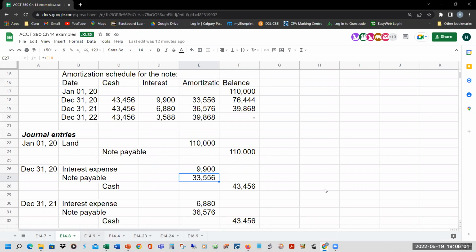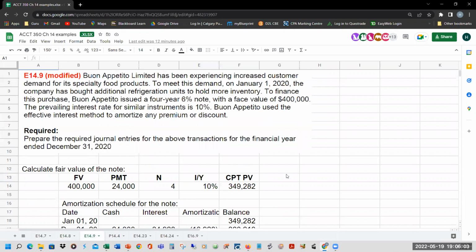All right, 14.9, just to satisfy Kyle's curiosity. So I've changed this question. This is not exactly the same. In the textbook, this question still had zero interest. I said, you know, what the heck? We've looked at zero interest, so I changed the fact just a little bit.